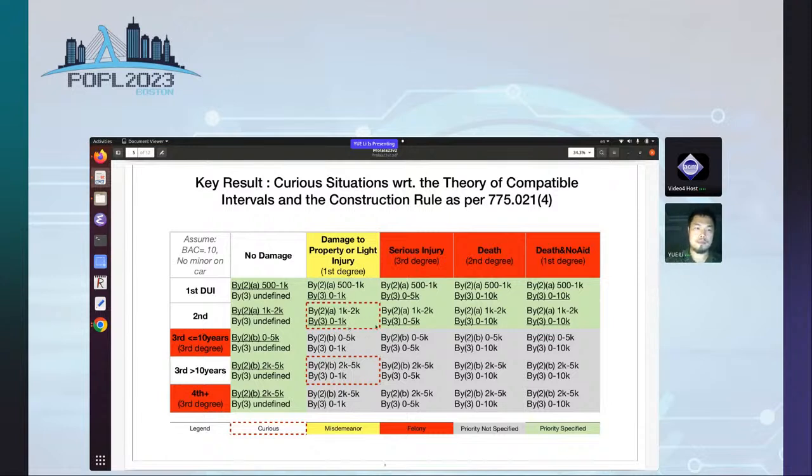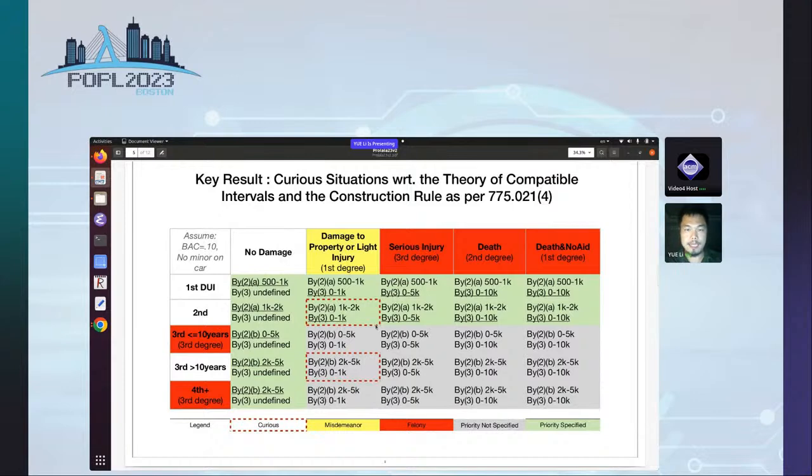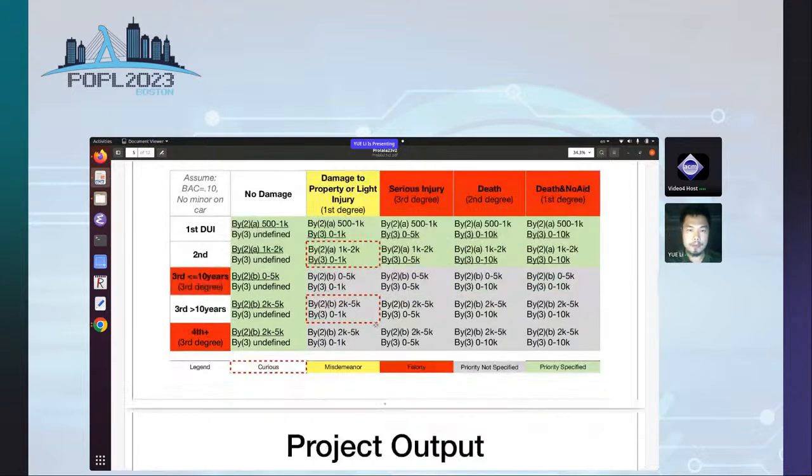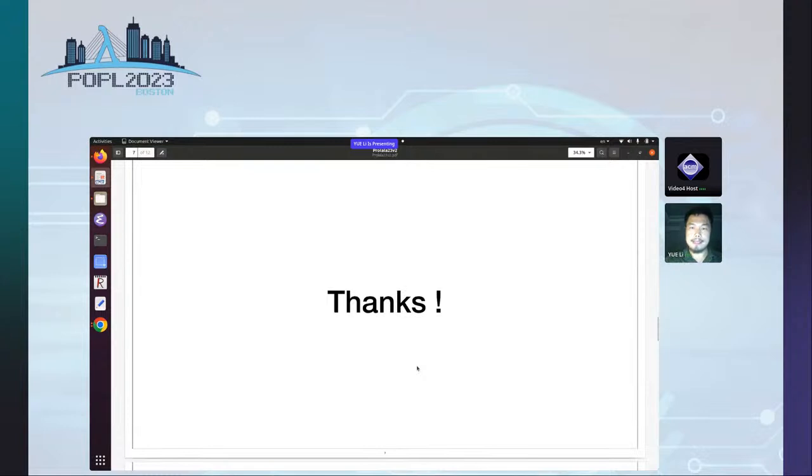In short, I just discovered some situations where I need help from legal experts in order to resolve. And the output of the project is a simple calculator, as I described earlier. The user provides some basic information like the date of the offense and blood alcohol level, and the calculator shall compute the fine associated with this DUI offense. But there are some ambiguities not resolvable by a non-expert. This is the talk. Thanks.